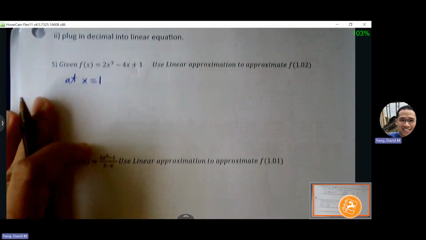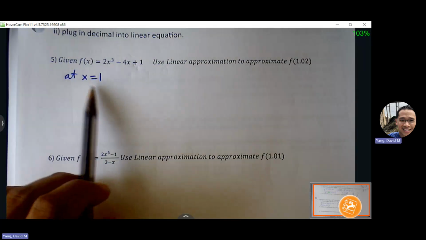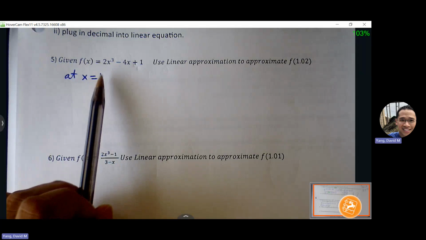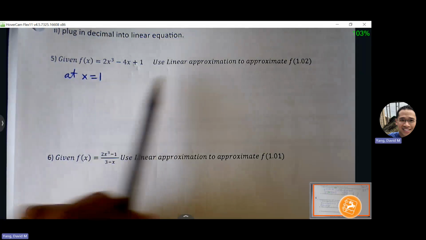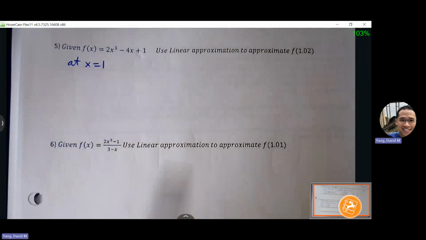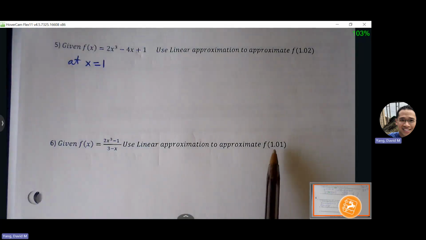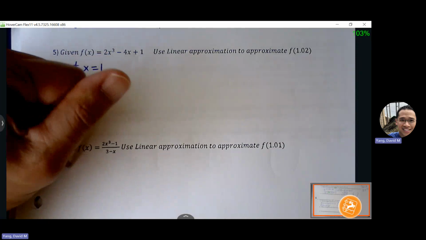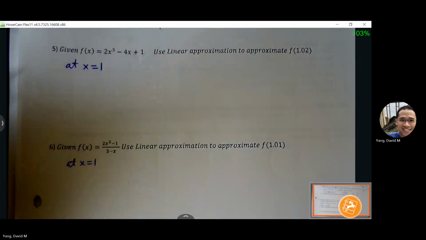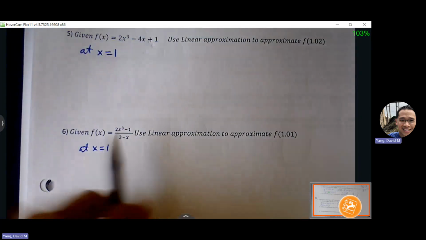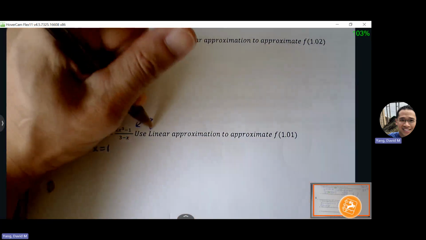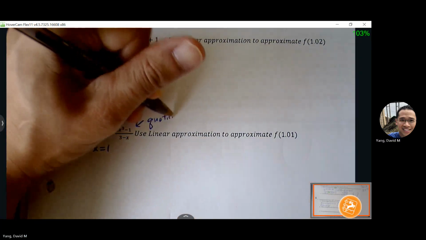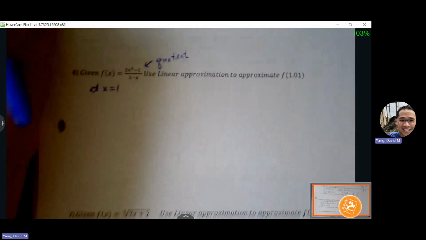Okay, I'll skip number 1. I think this is pretty straightforward, right? You plug in 1, find the derivative, then plug in the 1, get the tangent line equation. Okay. Number 6, we still want to use what? 1. At x equals 1. But to find the derivative, this would require what? Quotient rule. Okay, so I'll leave that for you to do later. I'll do the third one with you.